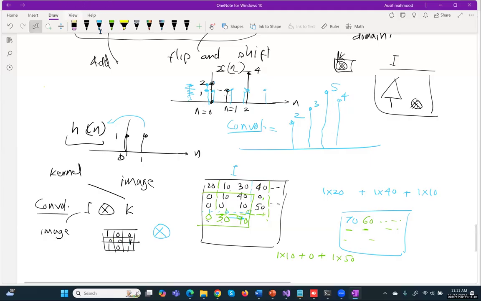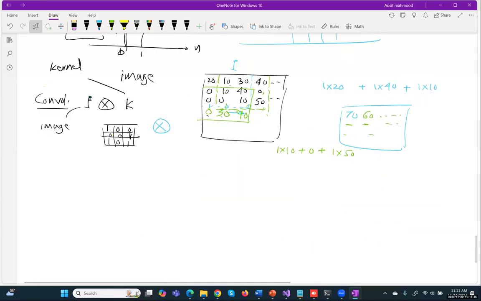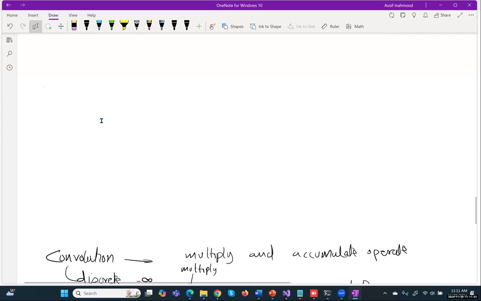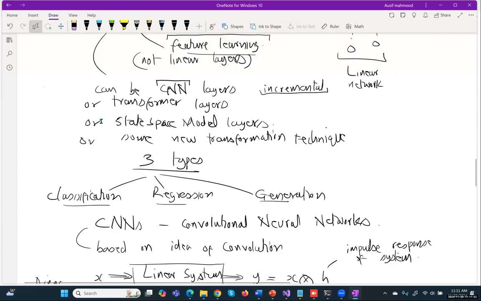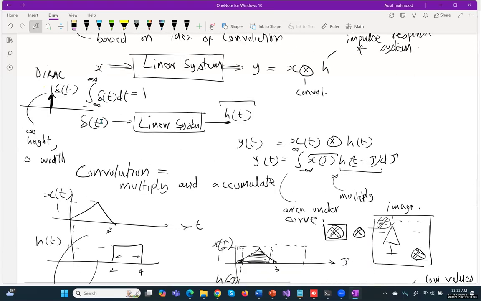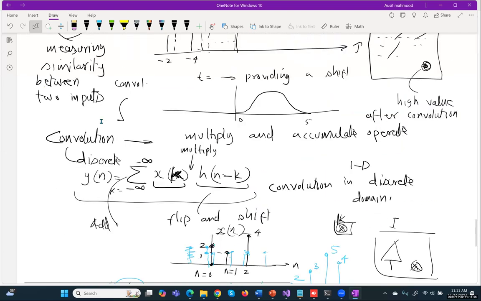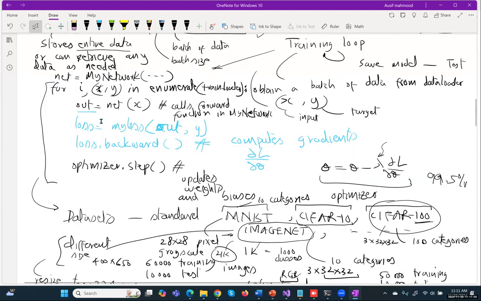Okay, so the question is, what exactly is it doing? Sure, we are multiplying and adding, but what's the point? Okay, so now let me give you, remember the whole goal was what? Let me go back to the picture of the layers. Where did we put the picture of the layers?